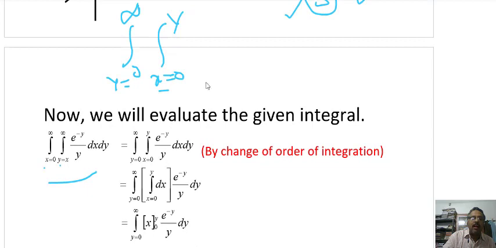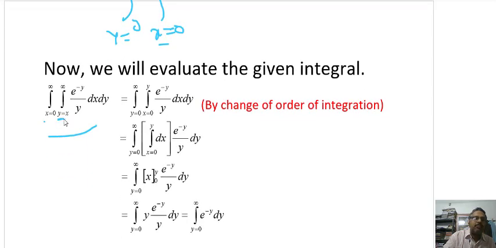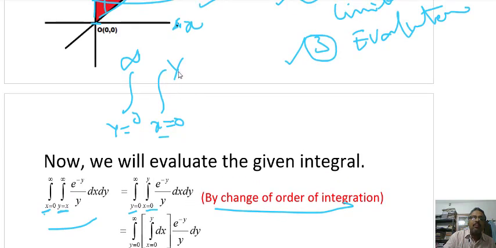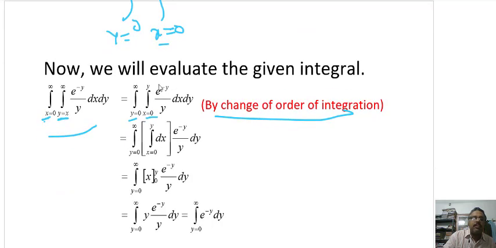Now change the order of integration. Here in this method, first integrate with respect to x, then with respect to y, whereas the original order was y first and then x. But here we are changing the order of integration: first with respect to x, then with respect to y. Already we discussed the limits, x is 0 to y and y is 0 to infinity. First with respect to x.